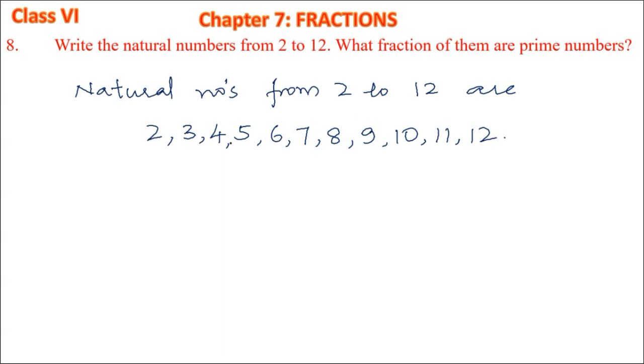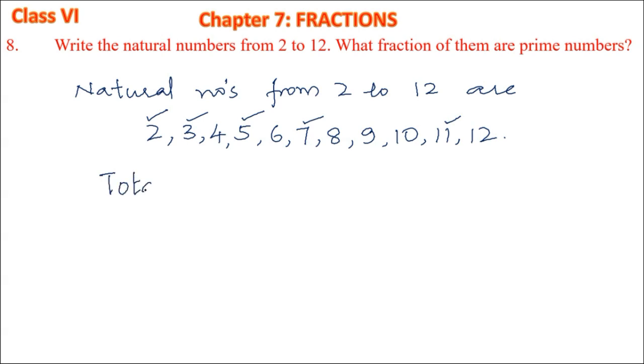So when you count the number of natural numbers here, there are totally 11 numbers. Among these 11 numbers, we need to identify the prime numbers. Which are the prime numbers here? 2 is a prime number, 3 is a prime number, 5 is a prime number, 7 is a prime number, and 11 is a prime number.